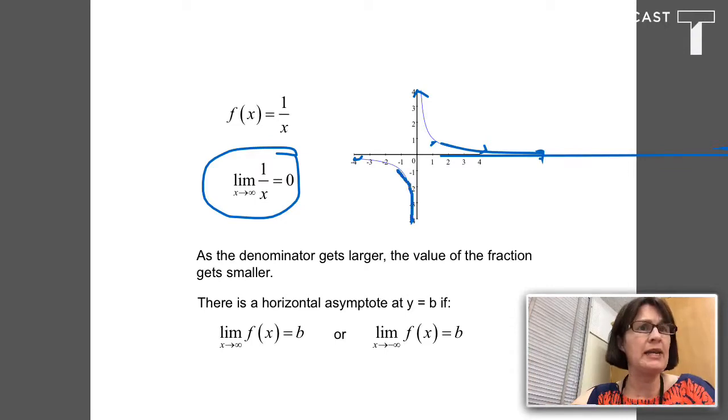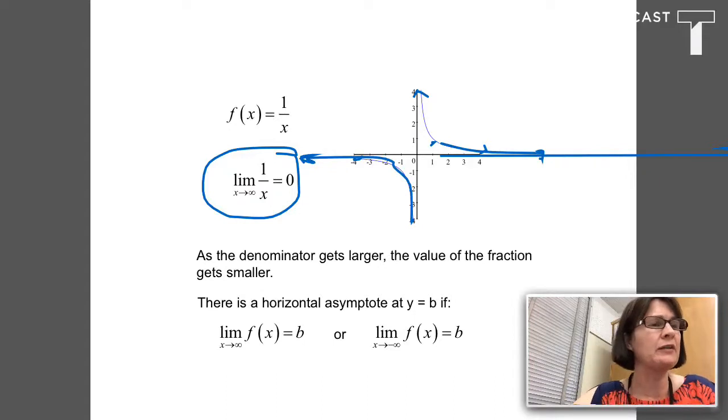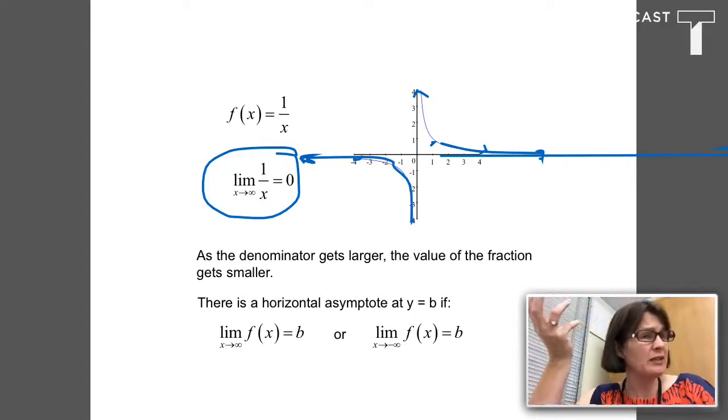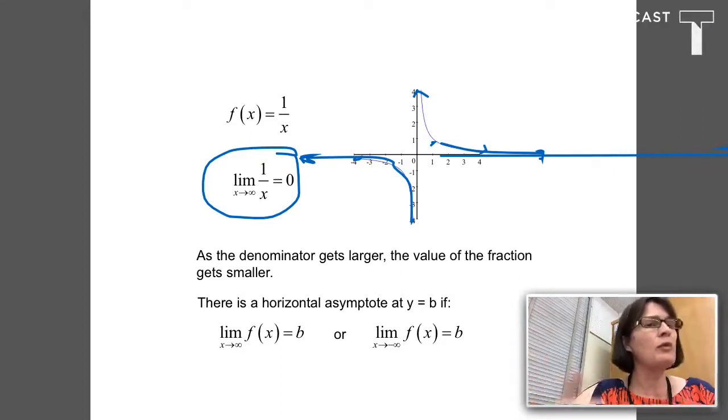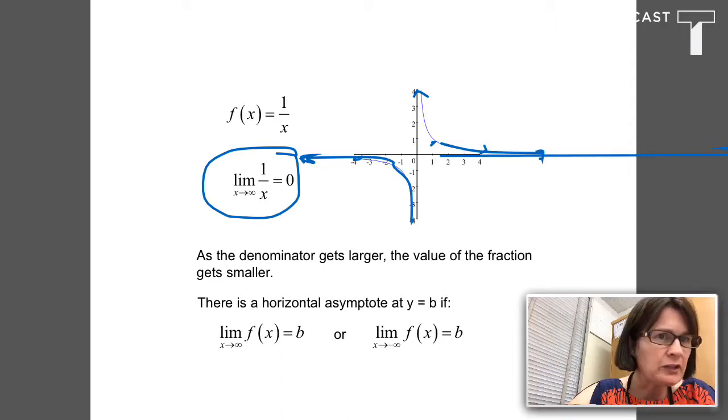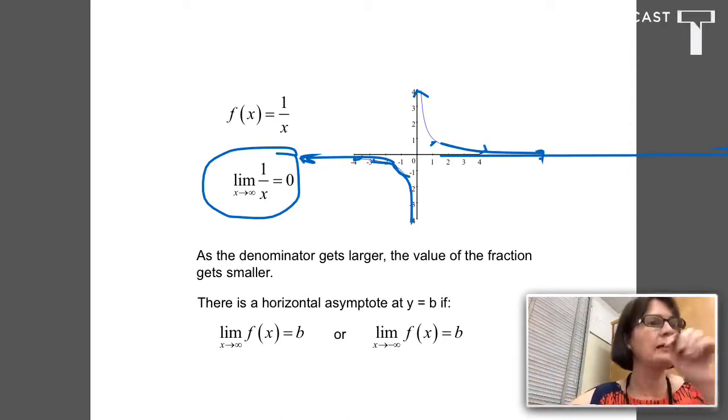I could try the other direction too. If I plugged in negative numbers, getting closer and closer toward negative infinity, I'd have a fraction with a negative value whose denominator got bigger and bigger and bigger, and it still would approach closer and closer and closer to 0, just that the value of the fraction would be negative, so you can see I'm approaching from underneath the line y equals 0.